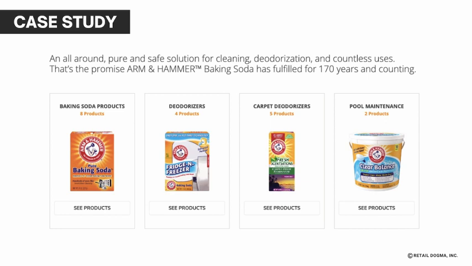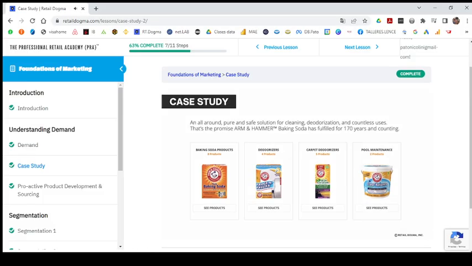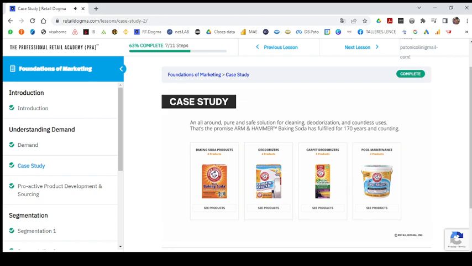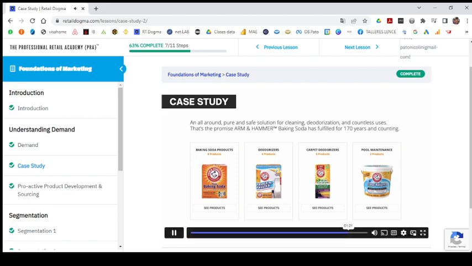On the website, you can see how they communicate that baking soda can actually be used as a deodorant for carpets and fridges, as well as for pool maintenance. And it worked. Sales started picking up again, and the negative demand state has been shifted to a positive one. This is a classic example of using marketing, and in particular positioning, which we are going to explain in another course, to create and expand demand for a product.